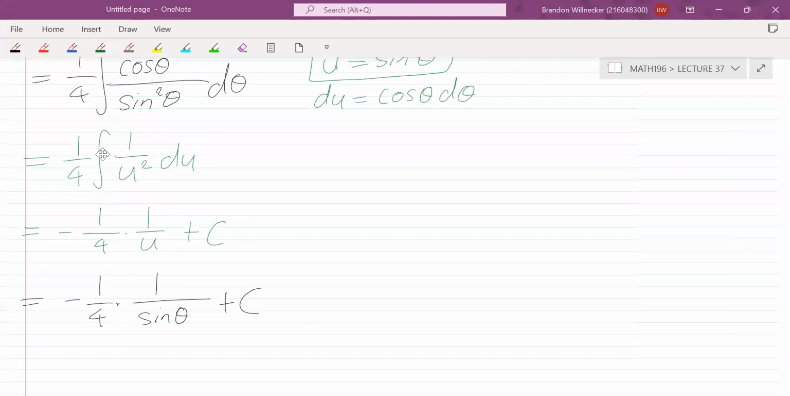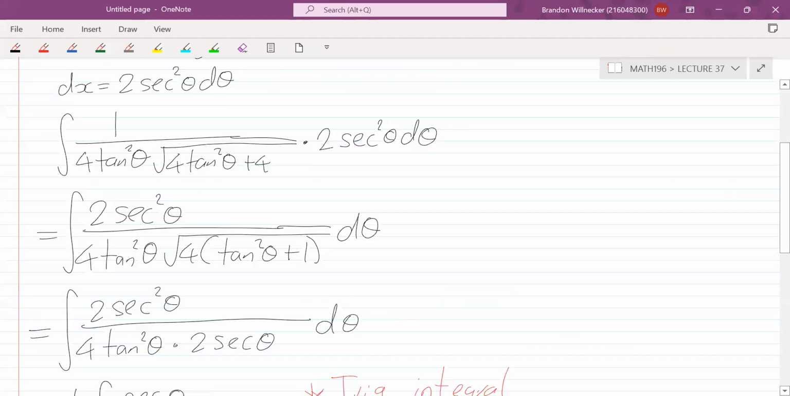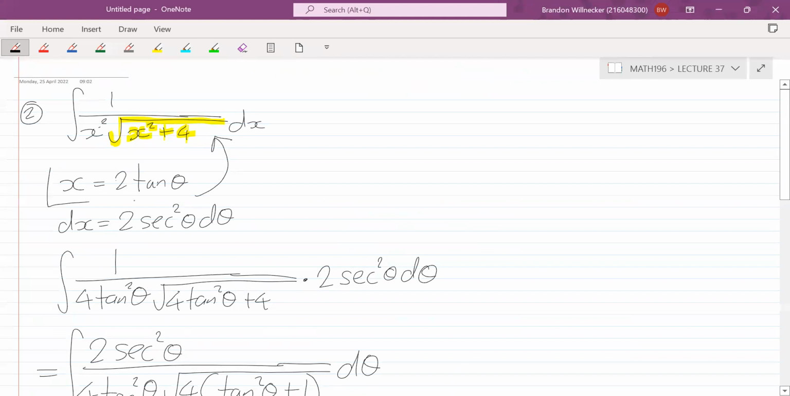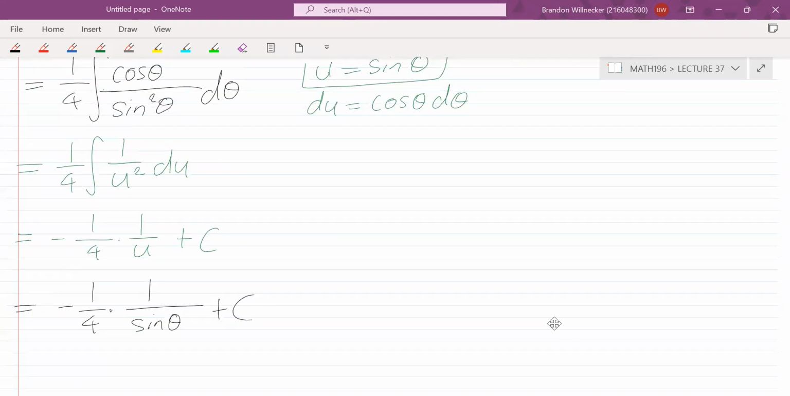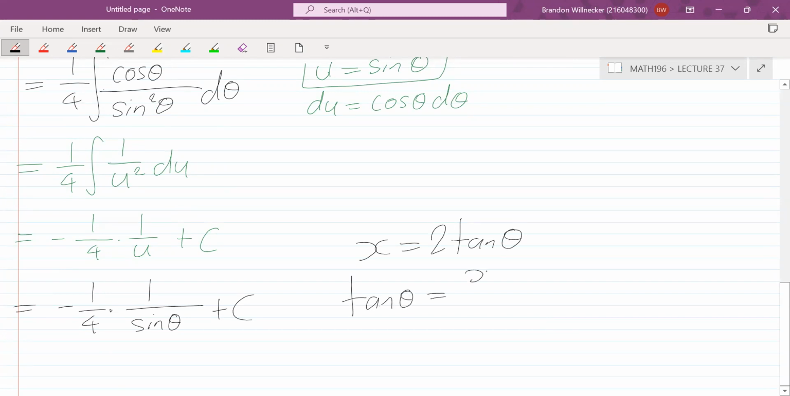We've got sine theta, but what we really want is to go back to the x variable. Okay, so how do we do that? Well, we start off with the substitution, x is equal to 2 tan theta, and we try to work out the other trig ratios from that. So if x is equal to 2 tan theta, then tan theta is equal to x over 2.